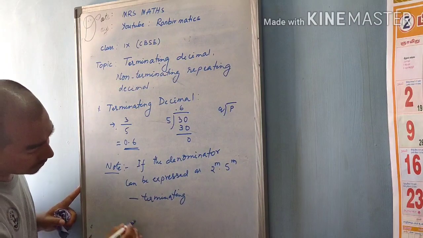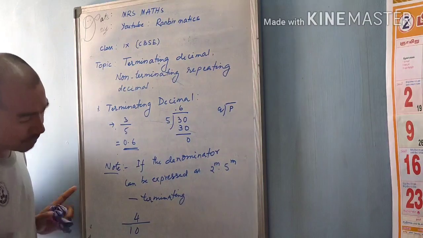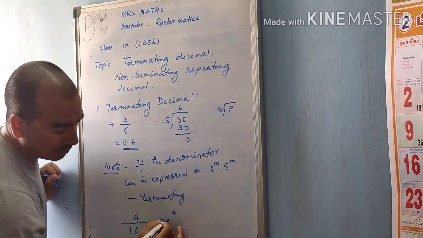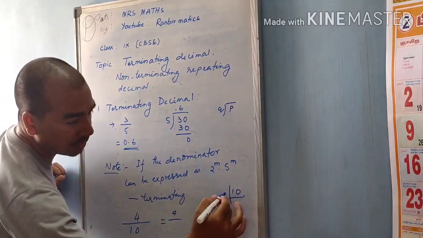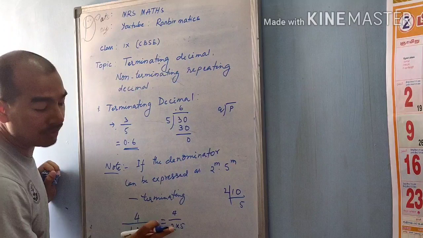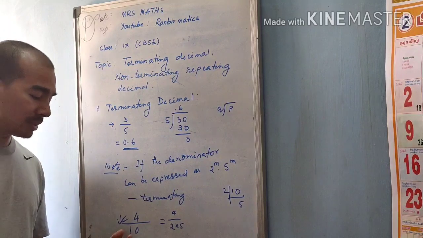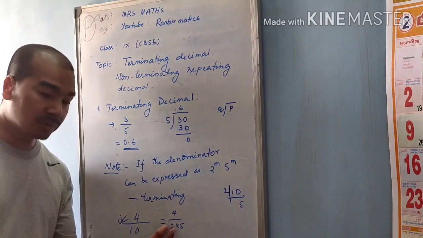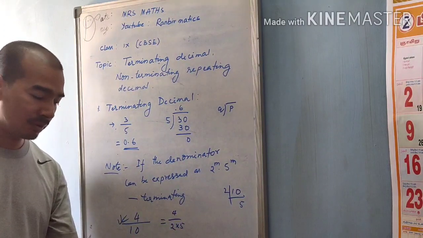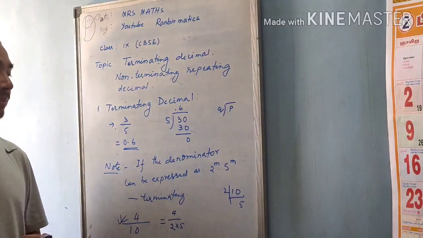Okay, I will give one example here. 4 by 10 is given here, whether this will be terminating or not. So what you are going to do is find the prime factor of this 10. 2 fives are 10, so it will come 2 into 5. So the denominator is in the form of factors of 2 and 5. So compulsorily this number will be a terminating decimal. Meaning the denominator factors should be 2 and 5, or only 5 or only 2. If any other factors like 3, 7 come, it will not be terminating.